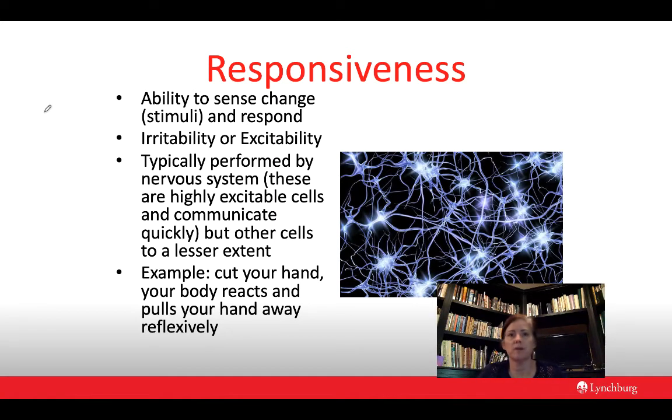So we're very responsive, and that's very protective and serves us well. We call this responsiveness irritability, and we don't mean like you're getting hangry irritability. It's a good kind of irritability, or even excitability. So you'll see that referenced a couple different ways. So typically, our responsiveness tends to come from our nervous system, but we also have other cells that respond to stimuli in different ways as well.